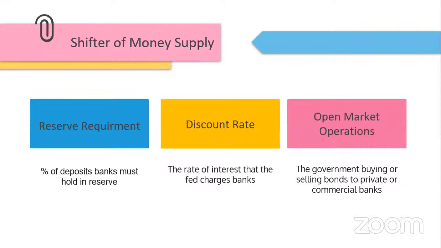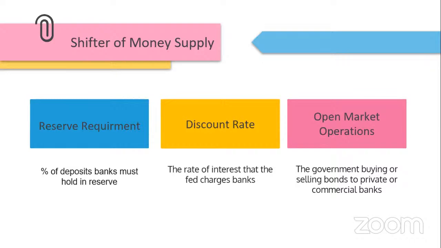The shifters of money supply can be divided into three. Reserve requirement, which is the percentage of the deposit banks must hold in reserve. Discount rate, the rate of interest that the Fed charges banks. And open market operations, the government buying or selling bonds to private or commercial banks.